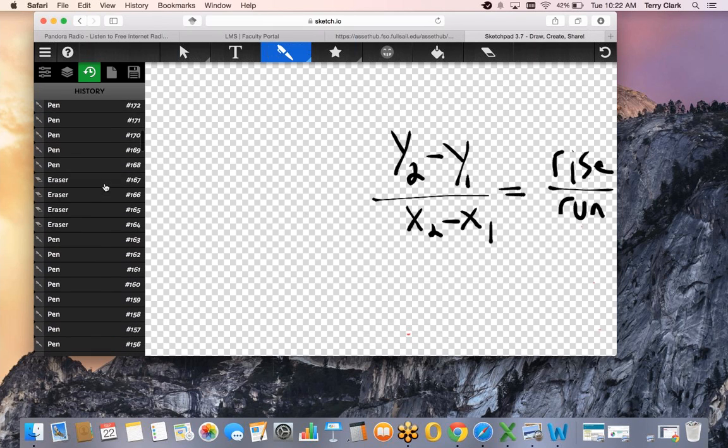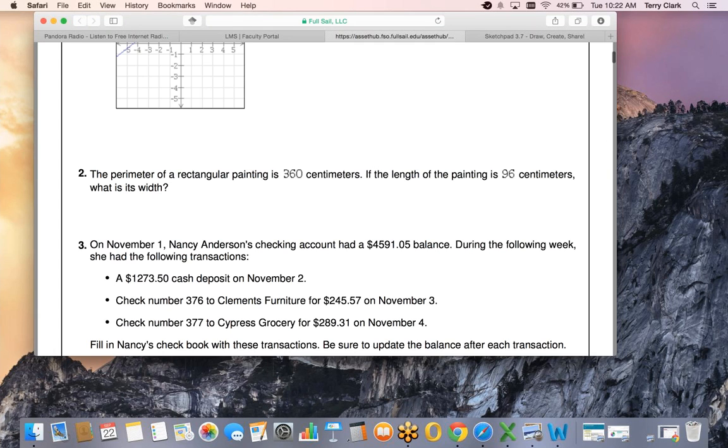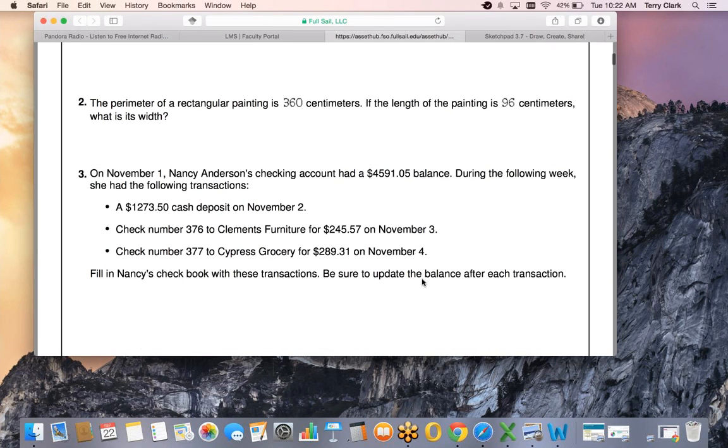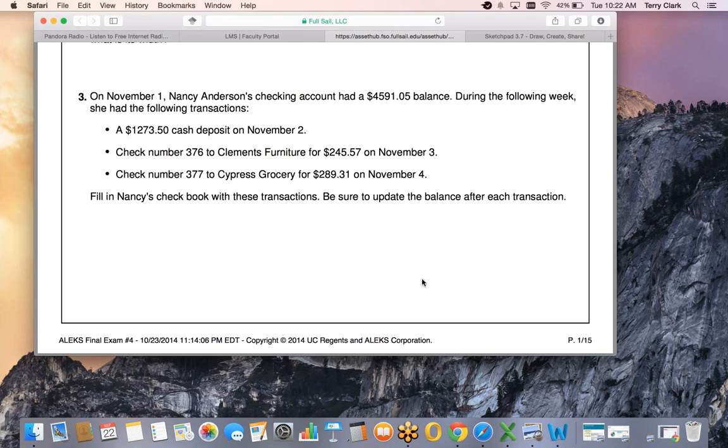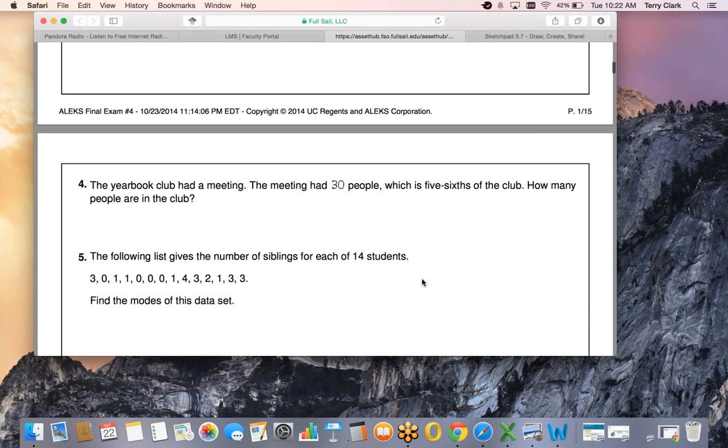Okay, Tynetta, do you need to see the perimeter one? Okay, so let's see. No perimeter. I'm assuming that most people know how to balance a checkbook, so we're going to skip that one. What about number four? Does anybody need to see how number four is done?